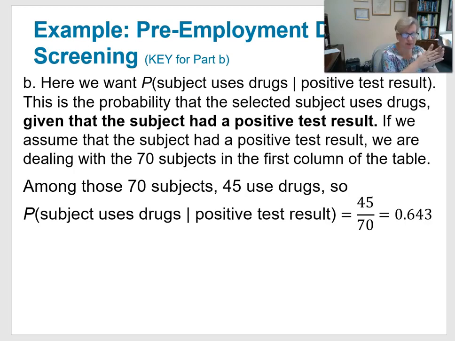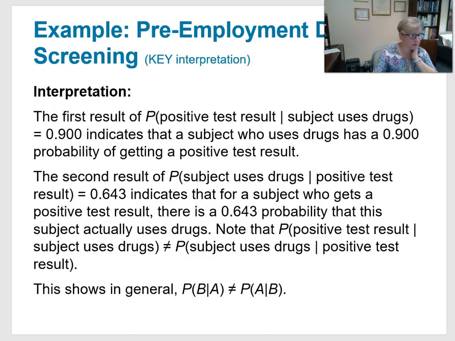So part B says we want to find the probability that the subject uses drugs given that they had a positive test result. Okay, so this time we're just going to look at the first column of the positive test results and nothing else. So we had 45 people who had true positives and 25 people who had false positives. So that gave us 70 people total. So that's where that 70 in the denominator came from. There were 70 people total that we were looking at. And of those 70 people, 45 of them were true positives, where they used drugs and we knew they had a positive test result. So that was 45 over 70, which gives us 64.3%.